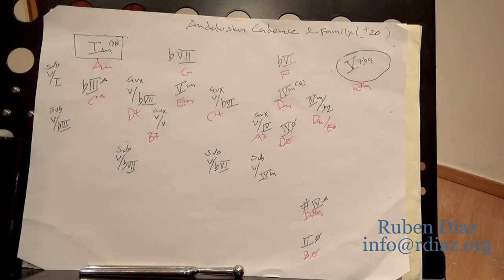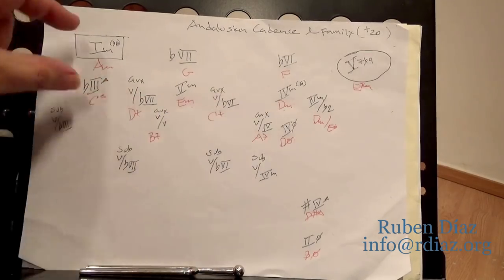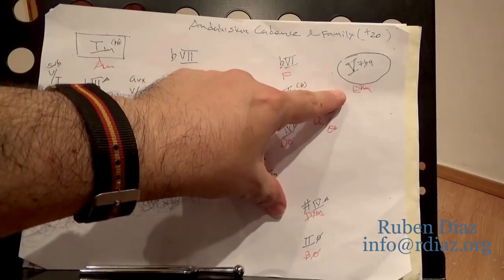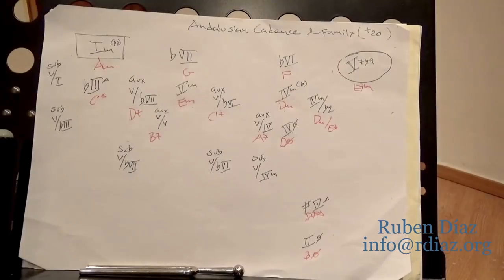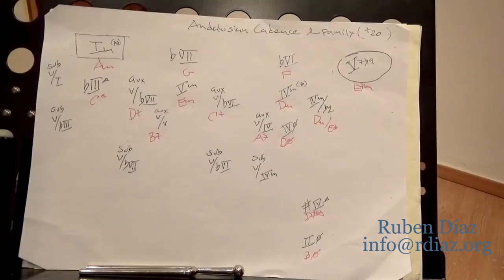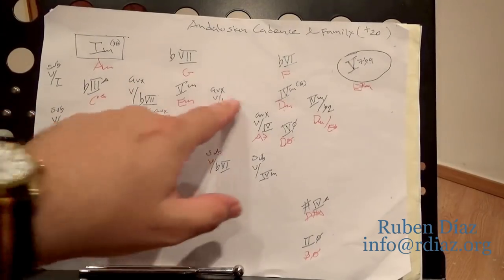So these are 15 chords of the Andalusian cadence, from the first four, then the substitutes of these first three degrees, remembering that the fifth, seventh, flat nine chord has no substitution. This is a replaceable chord, and then four auxiliary dominants.